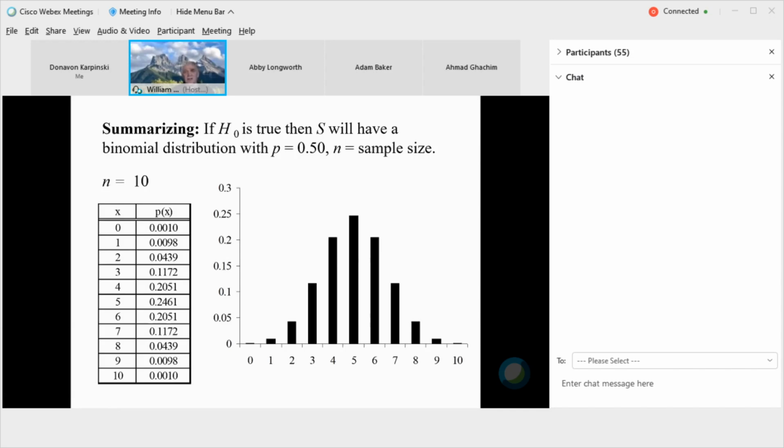So if H naught is true, S is the number of observations that are above the hypothesized value of the median. If H naught is true, this will have a binomial distribution, P equal to 0.5, N equal to the sample size. There's the binomial distribution with P equal to 0.5, N equal to 10. The most likely value is 5, but 4 and 6 are fairly likely as well.